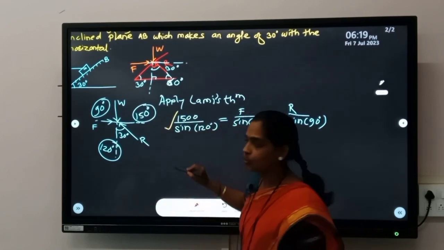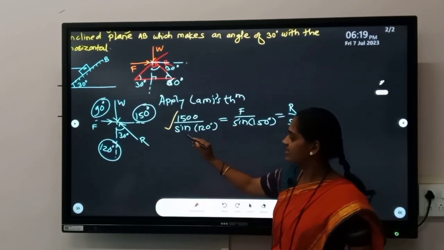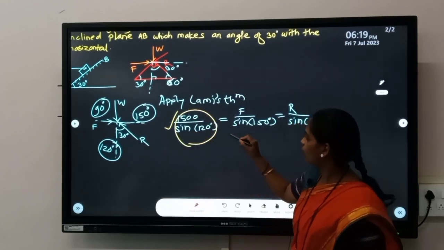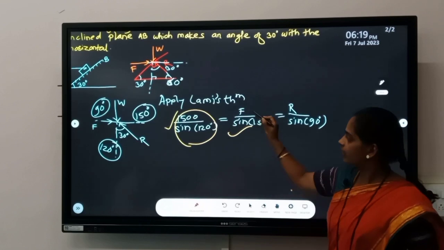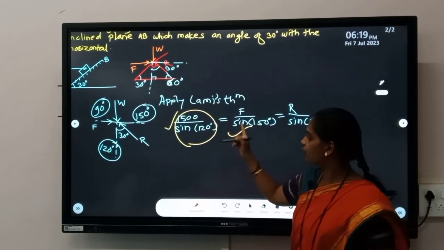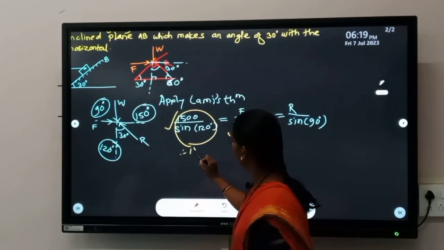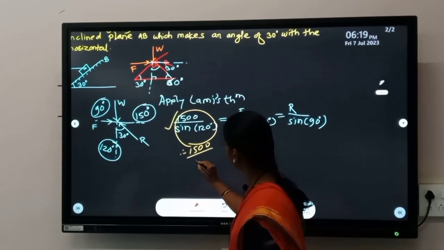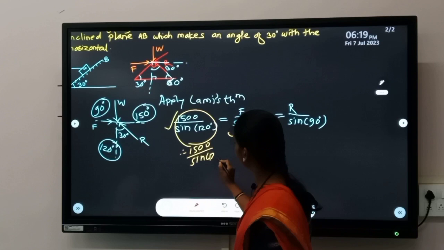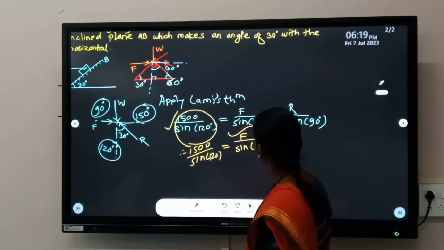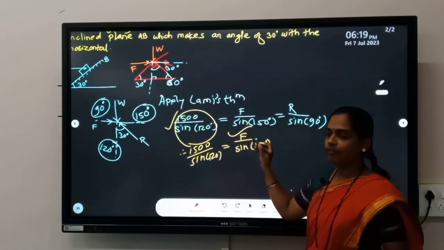This value you know, it is 1500 divided by sine of 120. So just equate this particular parameter to one of the unknown parameters, then you can calculate the value for F. Since A is equal to B, and B is equal to C, A is equal to C. Therefore 1500 divided by sine of 120 is equal to F divided by sine of 150. Just calculate and tell me the value for F.